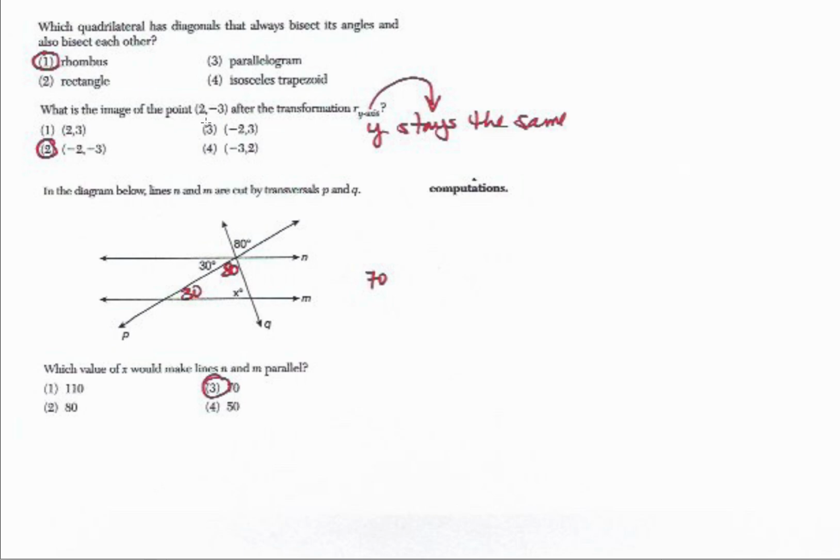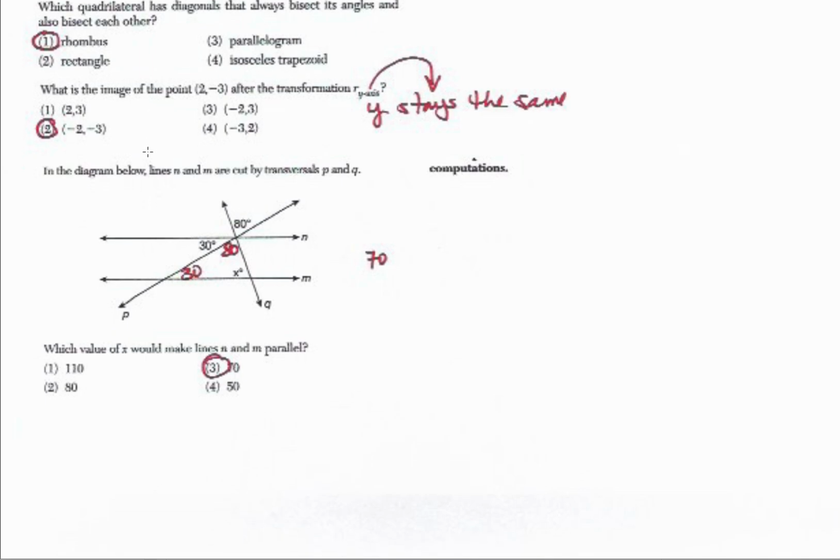Next, what is the image of the point (2, -3) after a reflection in the y-axis? Remember, when we reflect over the x or the y-axis, whichever axis we're reflecting over, that part of the coordinate stays the same. So the y stays the same, the x gets negated, so it's (-2, -3).